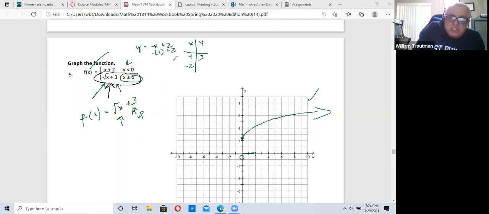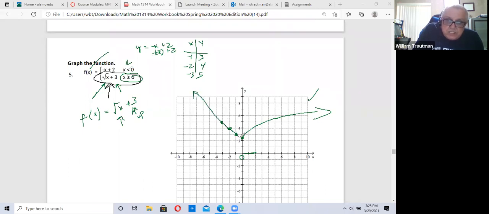If I put a -2 in there, negative is a positive. So that's 2 + 2 is 4. If I put a -3 in there, I get a 5. -1, 3. -2, 4. Wait, sorry, 3, it should be a little higher than that. -3, 5. And it's a straight line that looks like this.